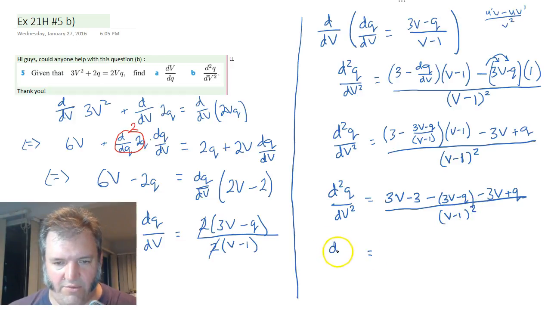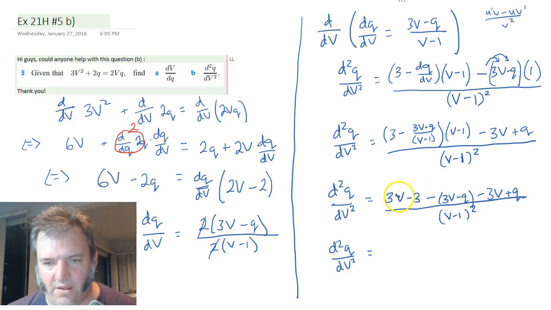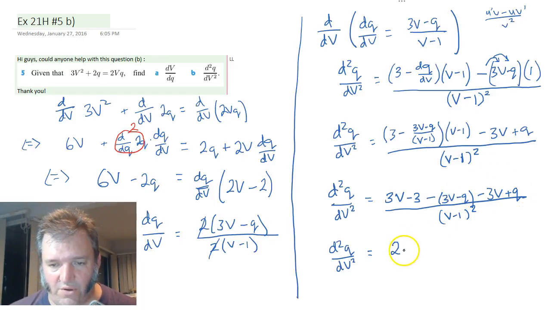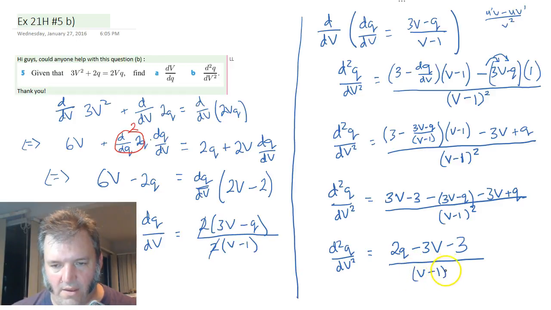Up to our final little bit of the simplification. d squared q over dv squared. 3v minus 3v. Well, that's nothing. And then I've got minus 3v, so I'm going to have negative 3v. Okay. I'm going to have a negative 3. That's the only number that's going to be on. And then this negative q is going to give me positive q. I've got another positive q over there. So altogether I've got 2 q's, negative 3v, and this negative 3. That's my numerator. And the denominator, v minus 1 squared. And there we have the second derivative.